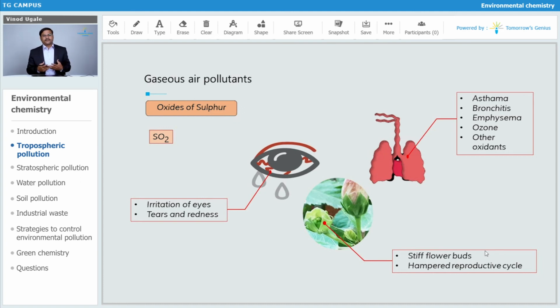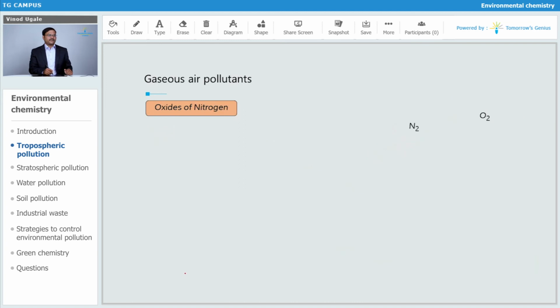Okay, so after completing the production of sulphur dioxide and its effects on human health and plant life, we are going to study the next pollutant, that is oxide of nitrogen. So let's go for oxides of nitrogen.